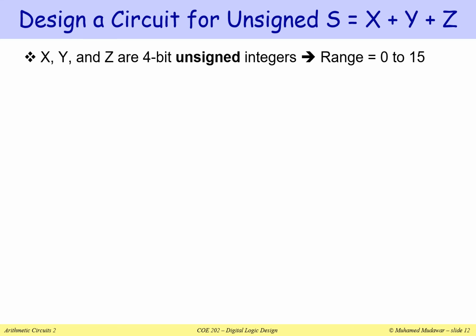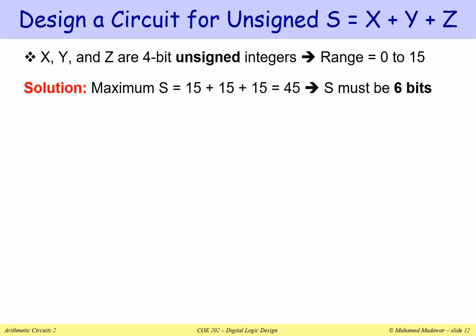Now we can design actually more circuits. For example, I can design a circuit that can calculate the sum of 3 unsigned integers, x, y, and z. Now suppose that x, y, and z are unsigned integers, then their range will be from 0 to 15. And therefore, if you look at the maximum value of s, it will be 15 plus 15 plus 15, which is 45. And since 45 is greater than 31, it cannot be represented with 5 bits. You need 6 bits to represent the sum s.